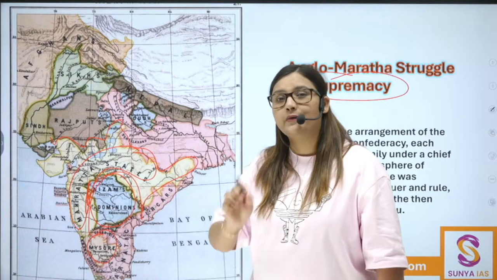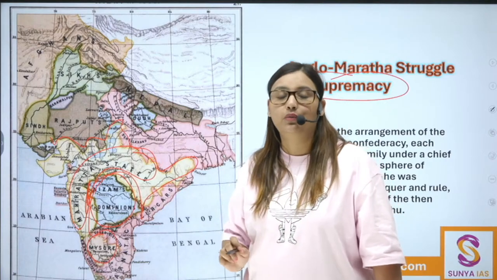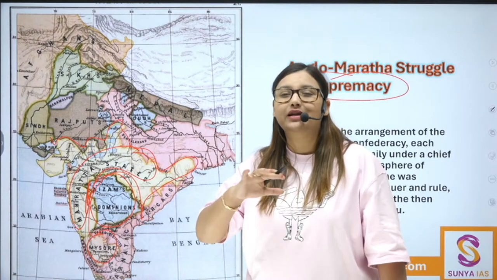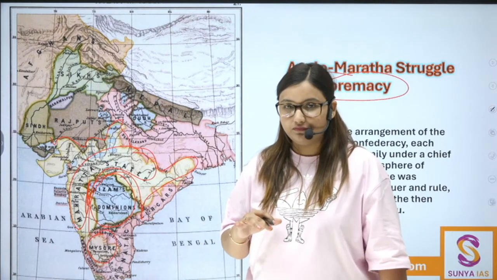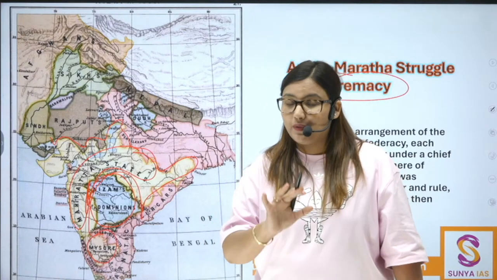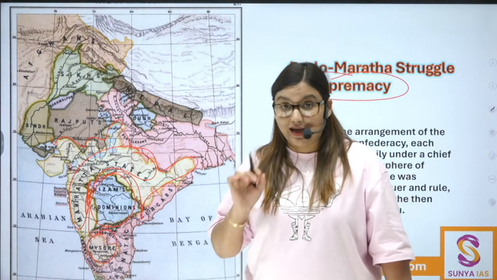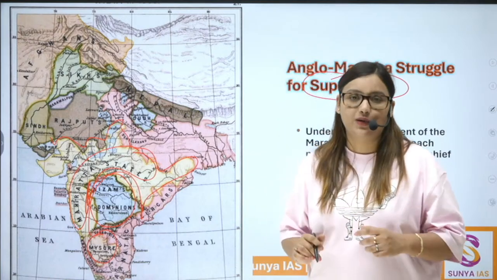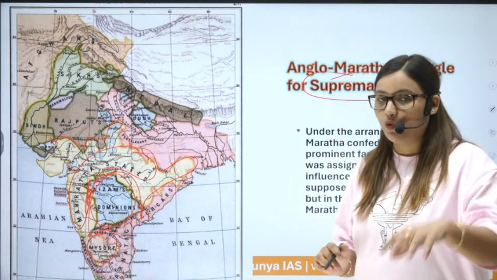And that's why in the First and Second Anglo-Maratha Wars, you will see that the Britishers are following a very peaceful policy. They knew about their weak position, so they were playing very smartly. And that's why in the First Anglo-Maratha War, they settled things with Raghunath Rao. So let's understand what the story is.